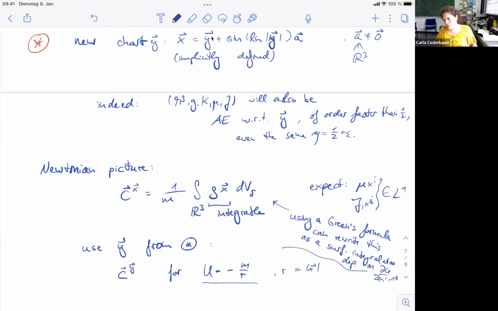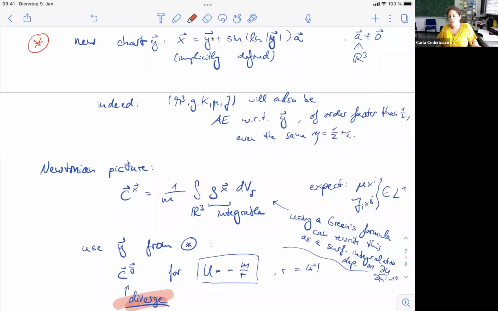And then if you do that for this specific example, the point particle Newtonian potential, and we compute the center of mass with respect to these new coordinates y, recall the Euclidean metric is perfectly fine, asymptotically Euclidean of rate faster than 1/2 in these coordinates, so that's not the issue, then this will diverge. So this is interpreted as a limit of integrals over spheres near infinity, this will diverge.